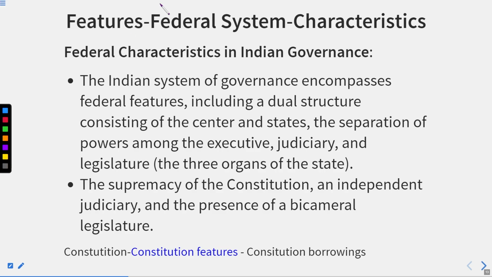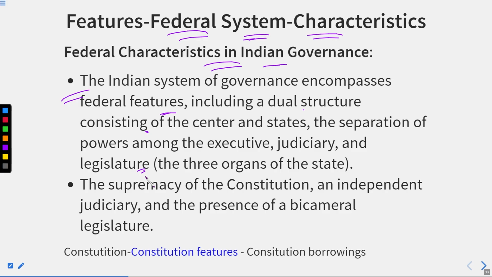So thereafter, we have the federal system characteristics. Okay, federal characteristics in the Indian governance. The Indian system of governance encompasses federal features, including a dual structure consisting of the center and the state, and the separation of powers among the executive, judiciary, and legislature. Okay, that's what we had discussed in all previous lectures also, and in this lecture also. First thing is that Indian government is divided into two forms, central and state, which is part of the federal system, and we had borrowed it from the Government of India Act 1935, right?